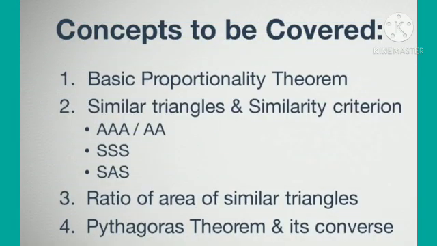After studying the similarity of triangles, the main important concepts of this lesson are the basic proportionality theorem, a very important theorem. You need to study the proof also. Then similar triangles and similarity criteria we study, different criteria: AAA, SSS, SAS criteria. Ratio of areas of similar triangles we studied, Pythagoras theorem and its converse. So all these are very important concepts of this lesson.